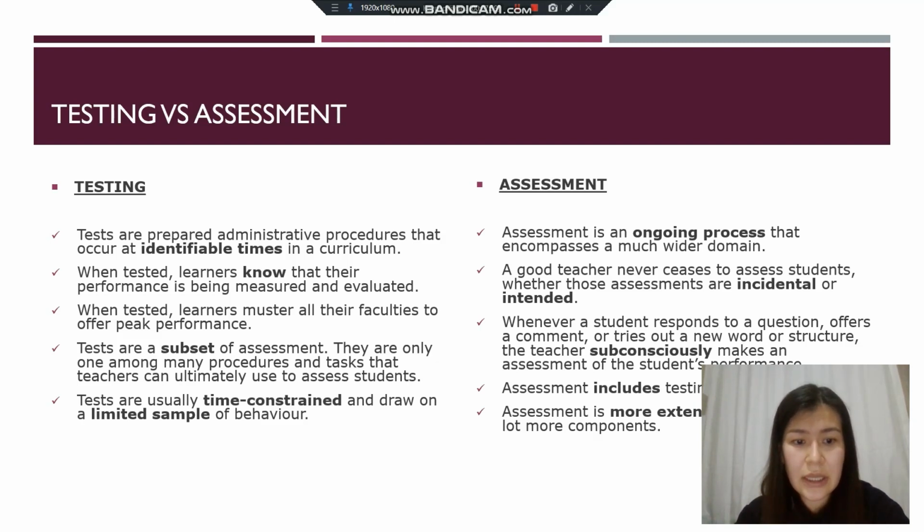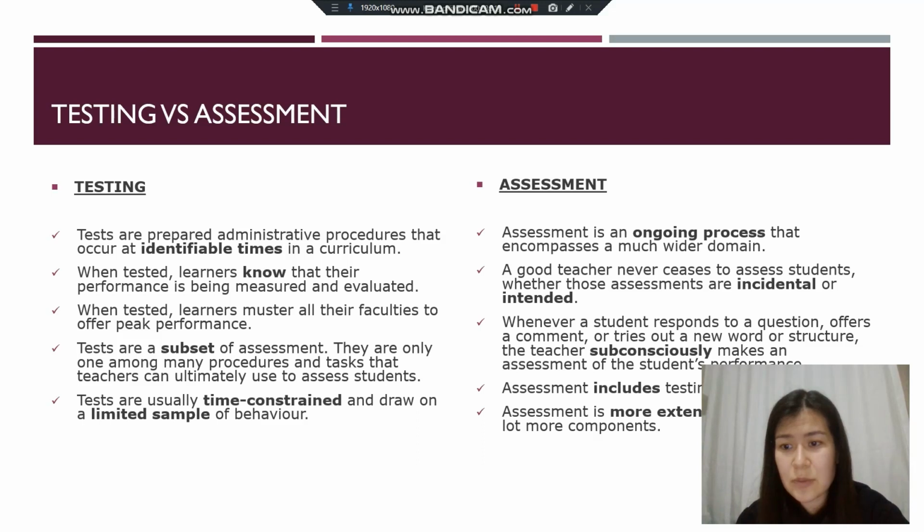Tests are usually time constrained and draw on a limited sample of behavior. On the other hand, assessment is an ongoing process that encompasses a much wider domain. A good teacher never ceases to assess students, whether those assessments are incidental or intended.